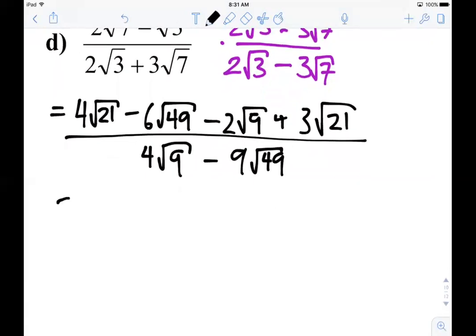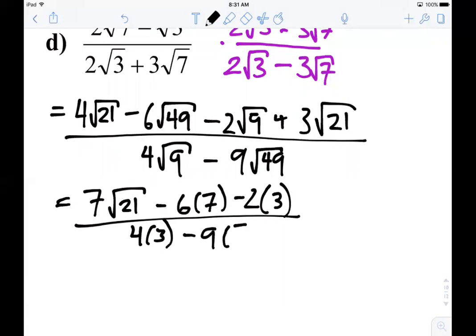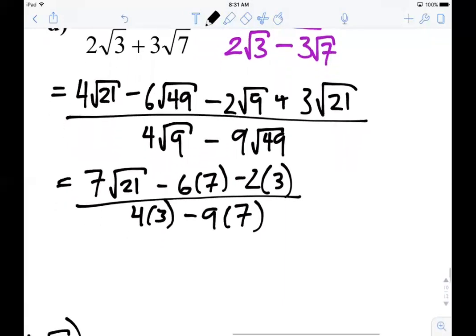Well, the things that have the root 21 attached, I can combine together. So there's 7 of those, 7 root 21 minus 6 times 7, because that's what root 49 is, and minus 2 times 3, because that's what root 9 is. On the bottom, it's going to be 4 times 3 and 9 times 7 when I do some square rooting there.